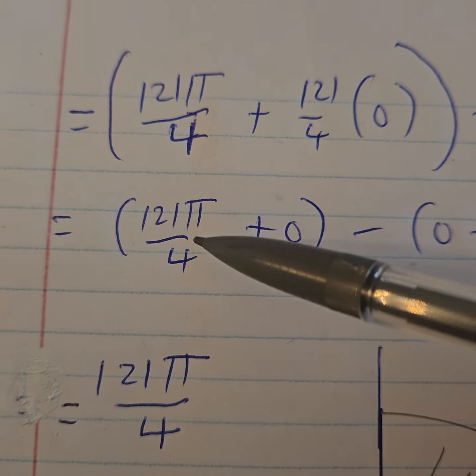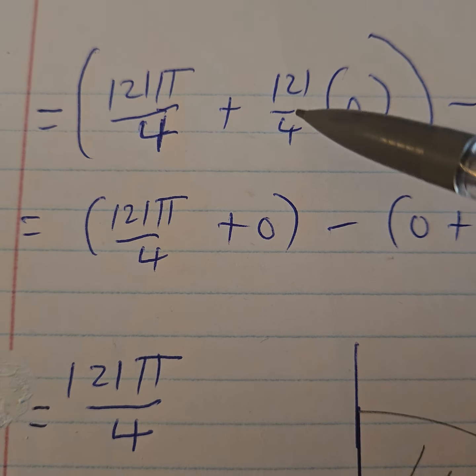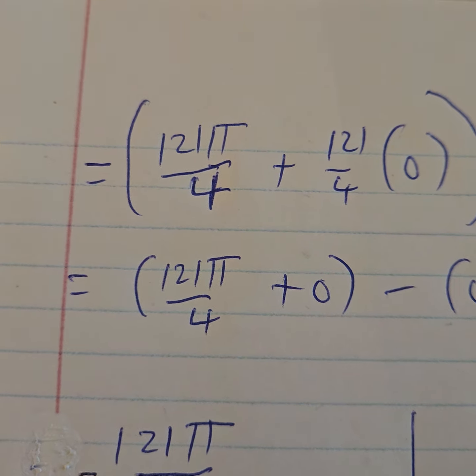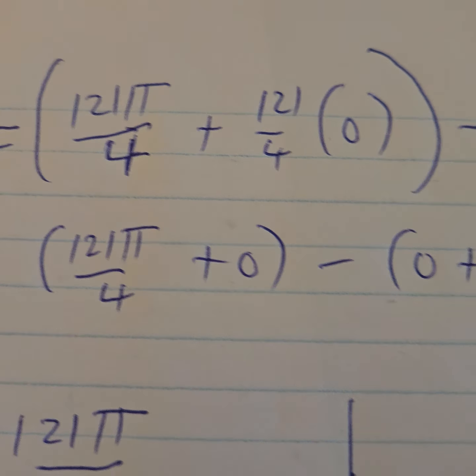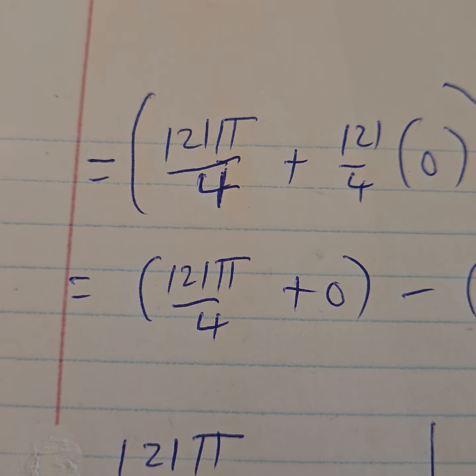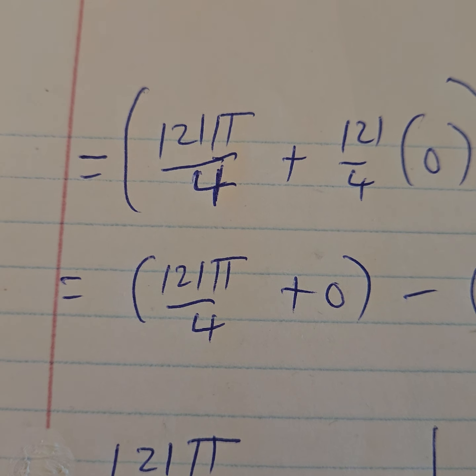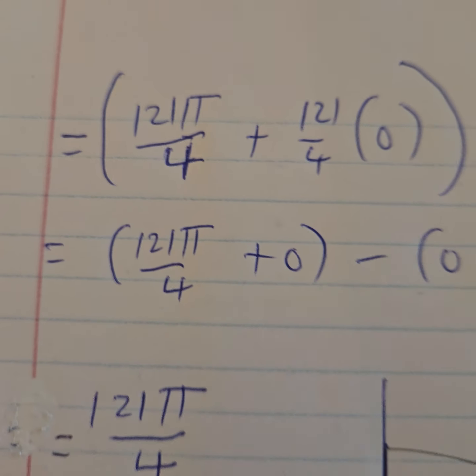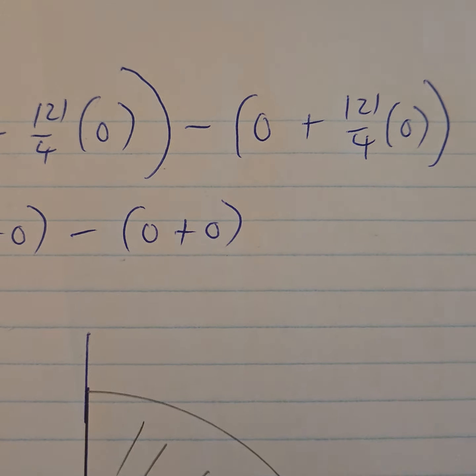121 pi over 4, I rewrote. 121 divided by 4 times 0, again, let's check in my calculator. Yep, it equals 0. I spent more than 20 years giving private lessons in math, but I need a calculator to multiply by 0. Actually, it's more my sense of humor. I can multiply by 0.